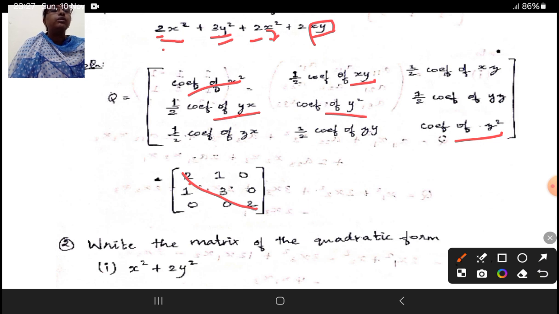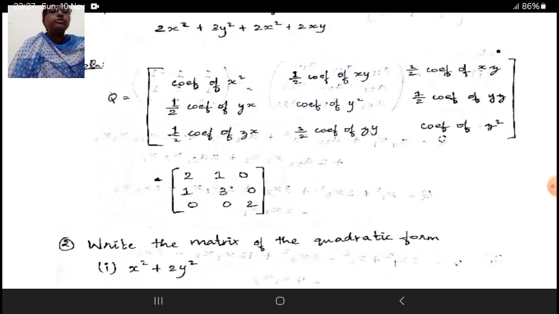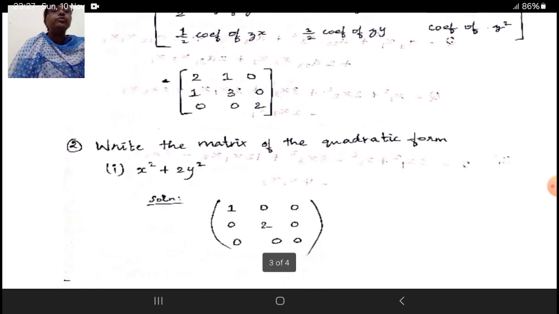These two are equal, and here we consider only half of the value. The coefficient is 2, so 2 by 2 is equal to 1. That 1 we write here and here. The remaining values are not in the given equation, so put 0 in all the remaining positions. So easily we got the matrix for this quadratic form. This is the way to convert quadratic form to matrix form.